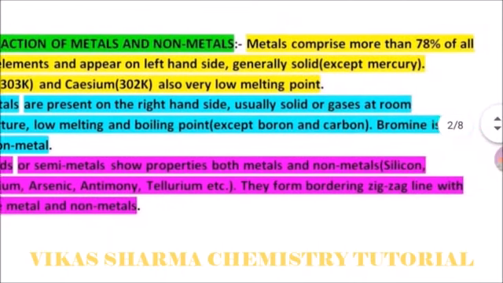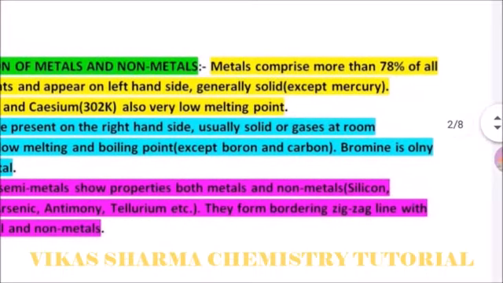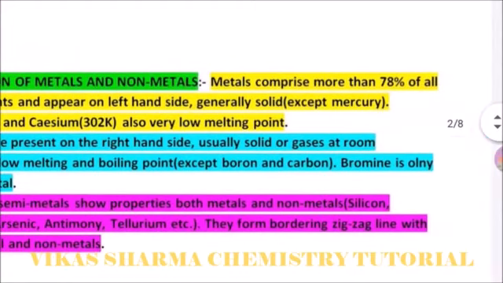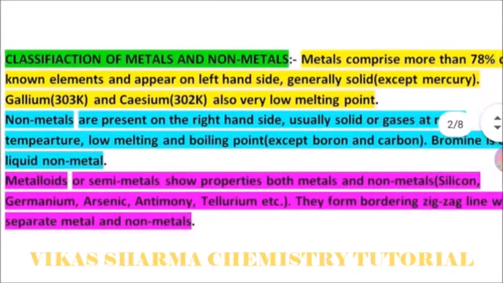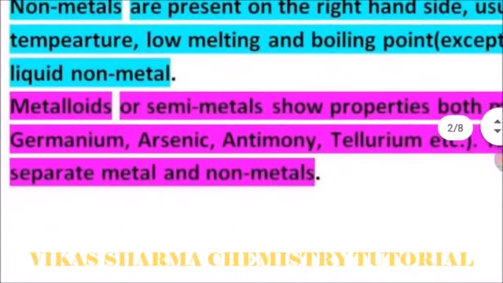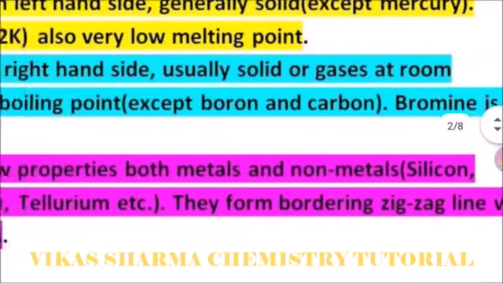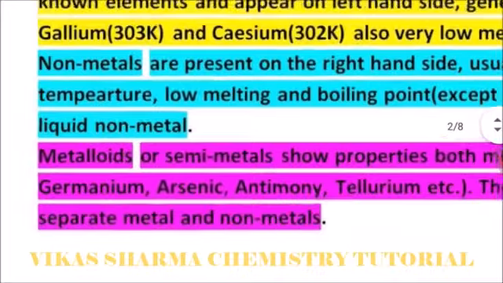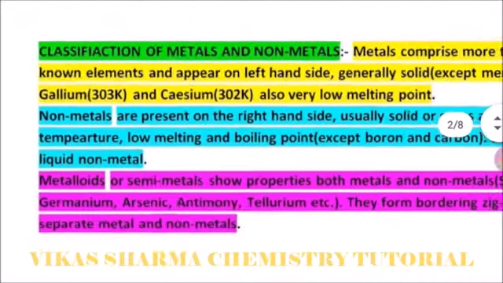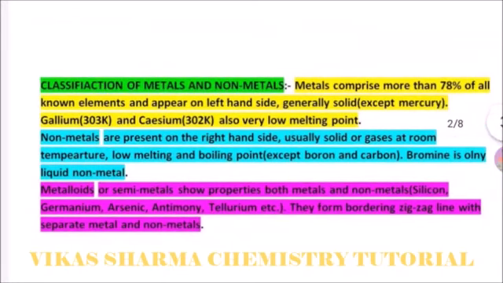Non-metals are present on the right-hand side. They are usually solid or gases at room temperature. Low melting and boiling points are the main feature of non-metals, except boron and carbon. Bromine is the only liquid non-metal. Metalloids are semi-metals, with properties of both metals and non-metals. For example, silicon, germanium, arsenic, antimony, tellurium, etc. They form a bordering zigzag line that separates metals and non-metals in the modern periodic table. So students, if we divide the elements, there are three big categories: metals, non-metals and metalloids.